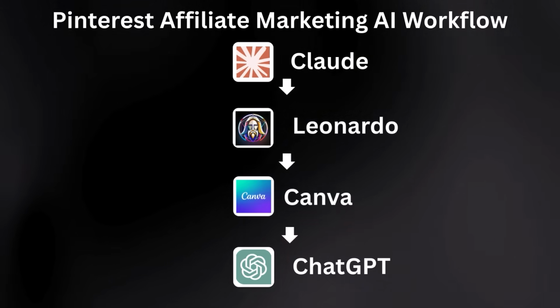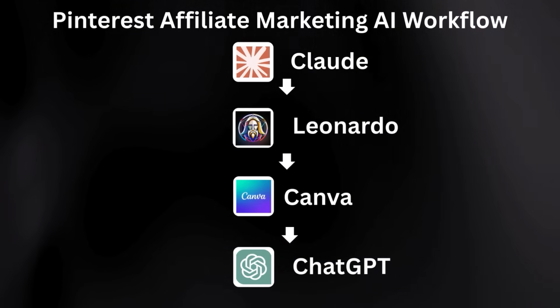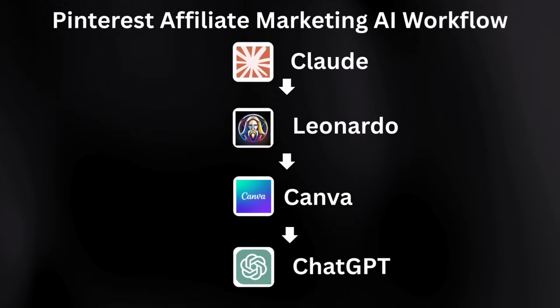Step one, create a niche blog and use AI tools to generate blog posts and images, and then have these blog posts link to affiliate products. And then step two, use AI tools to create clickable Pinterest pins, which then drive traffic to your blog posts. And as I said, all of this can be done for free. So here is the AI tool workflow that we're going to use to create this.